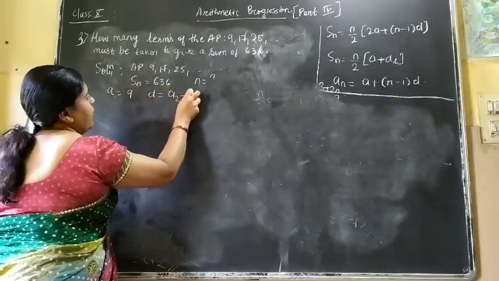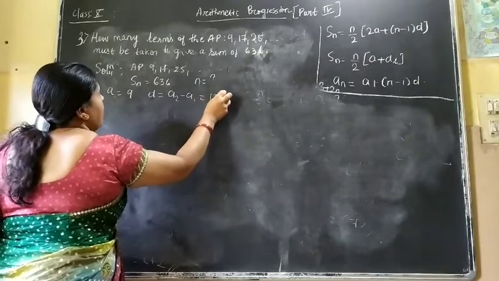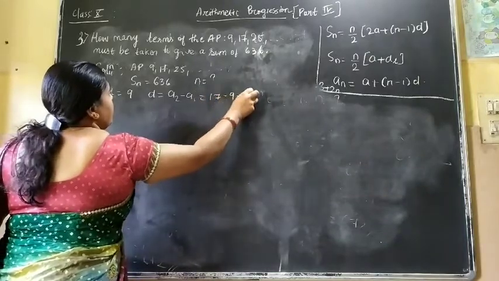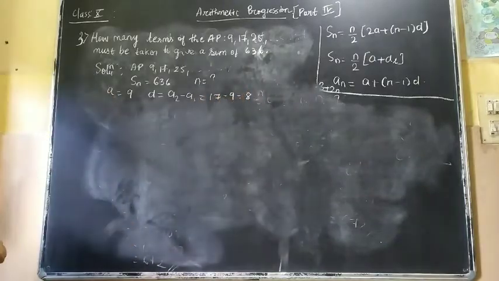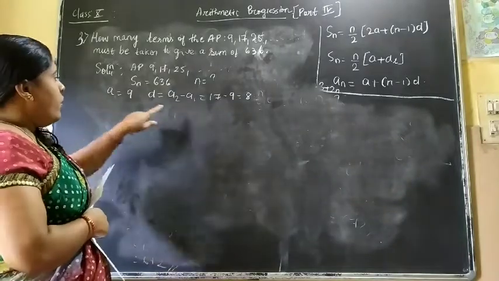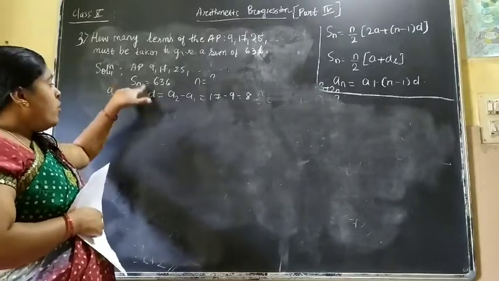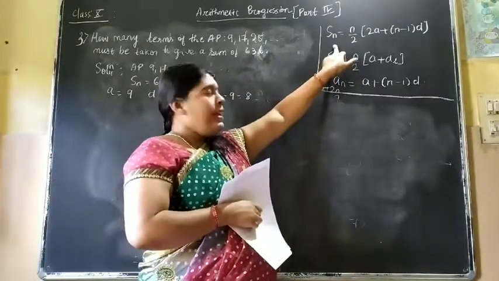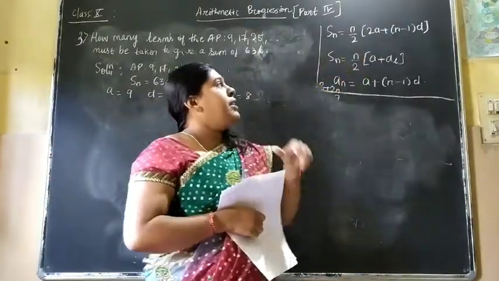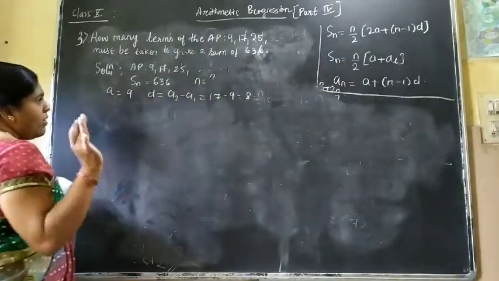8 minus 7... here the second term is 17. The first term is 9 and the common difference is 8. So now we know the first term, we know the common difference, and they have given us the value of the sum. So we can use the formula Sn is equal to n by 2 [2a plus (n minus 1) into d] to find the value of n.